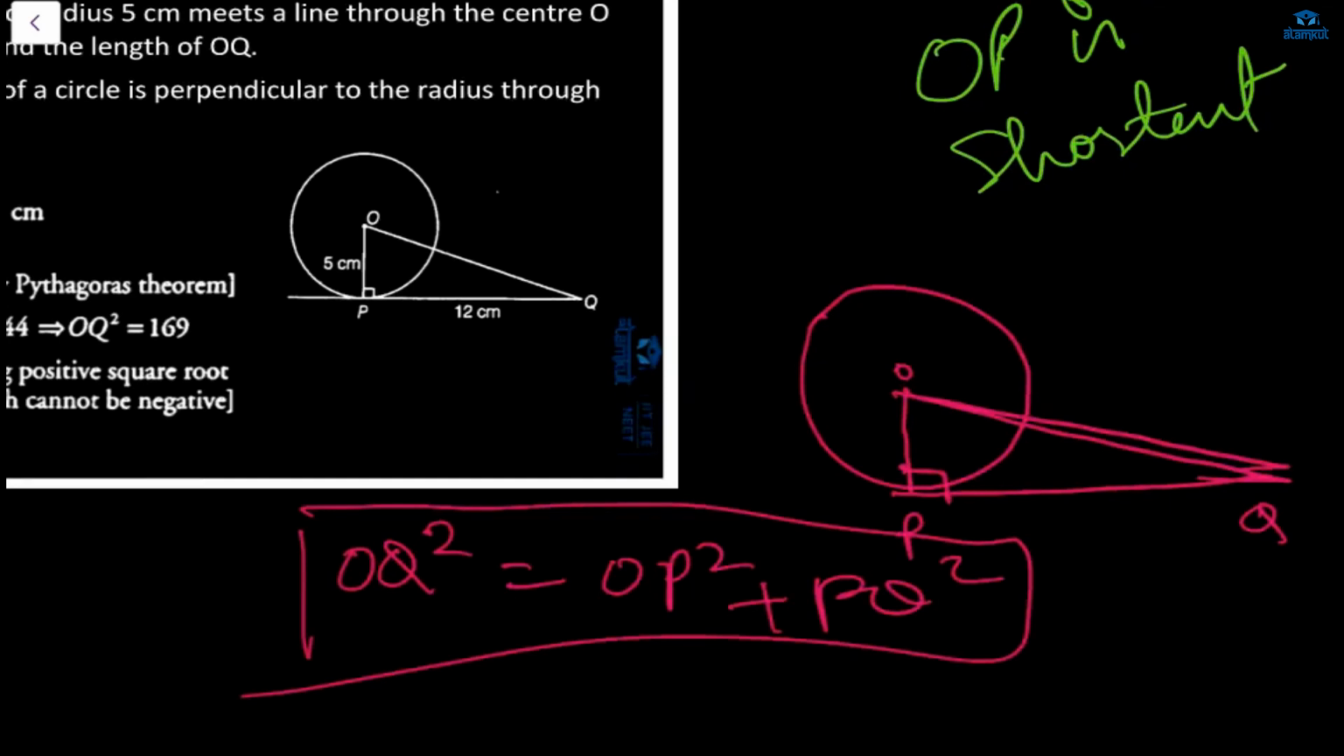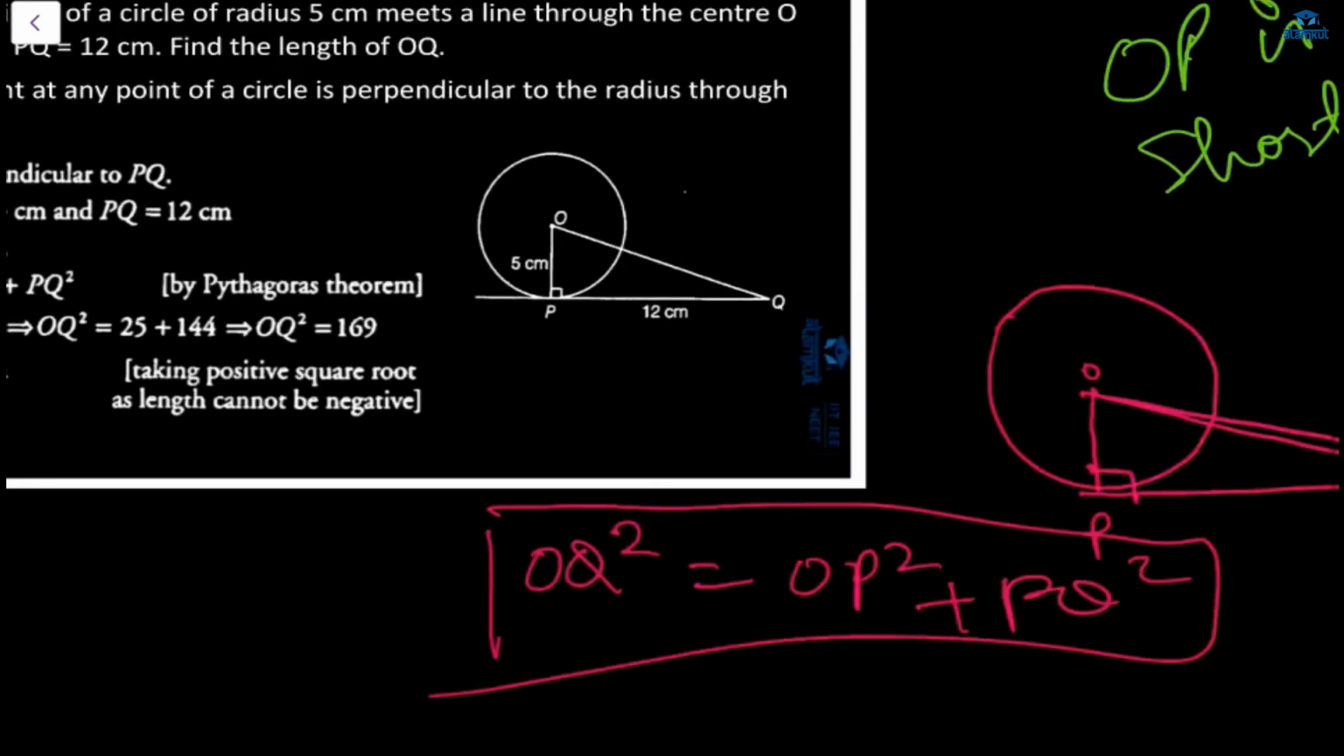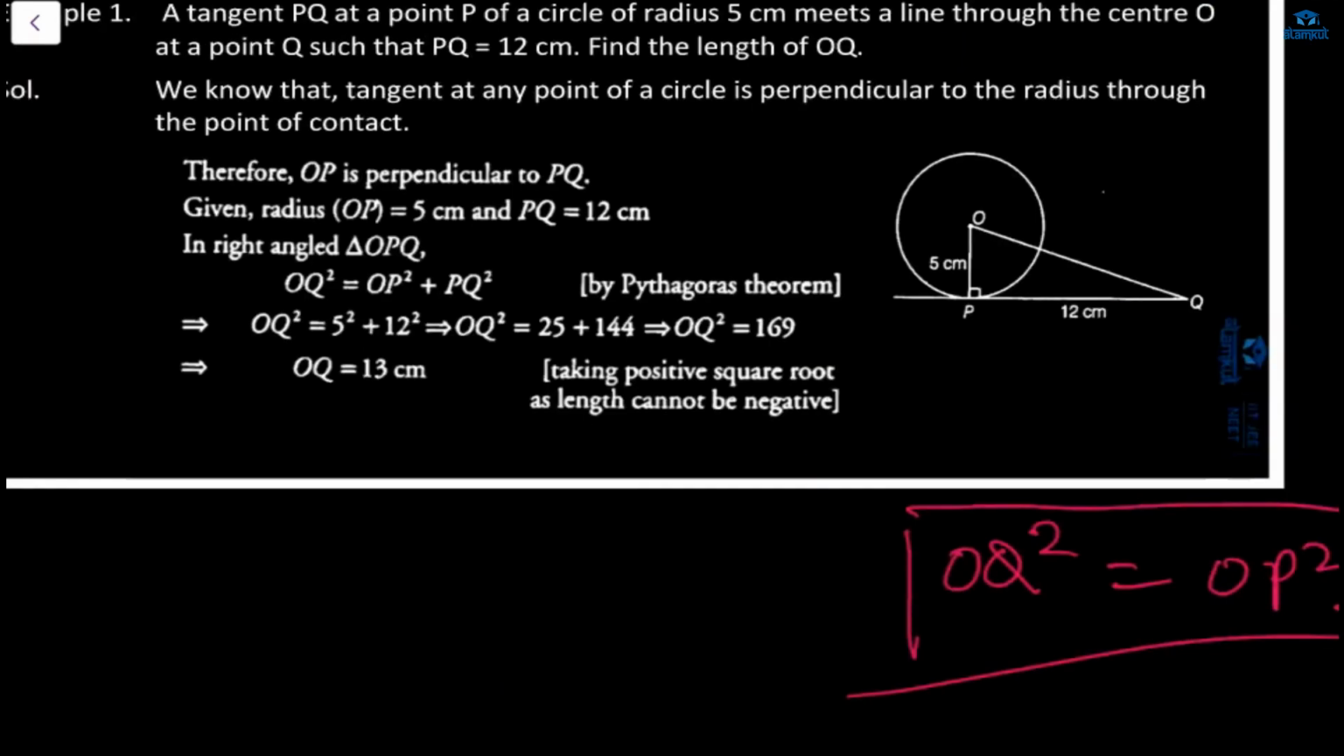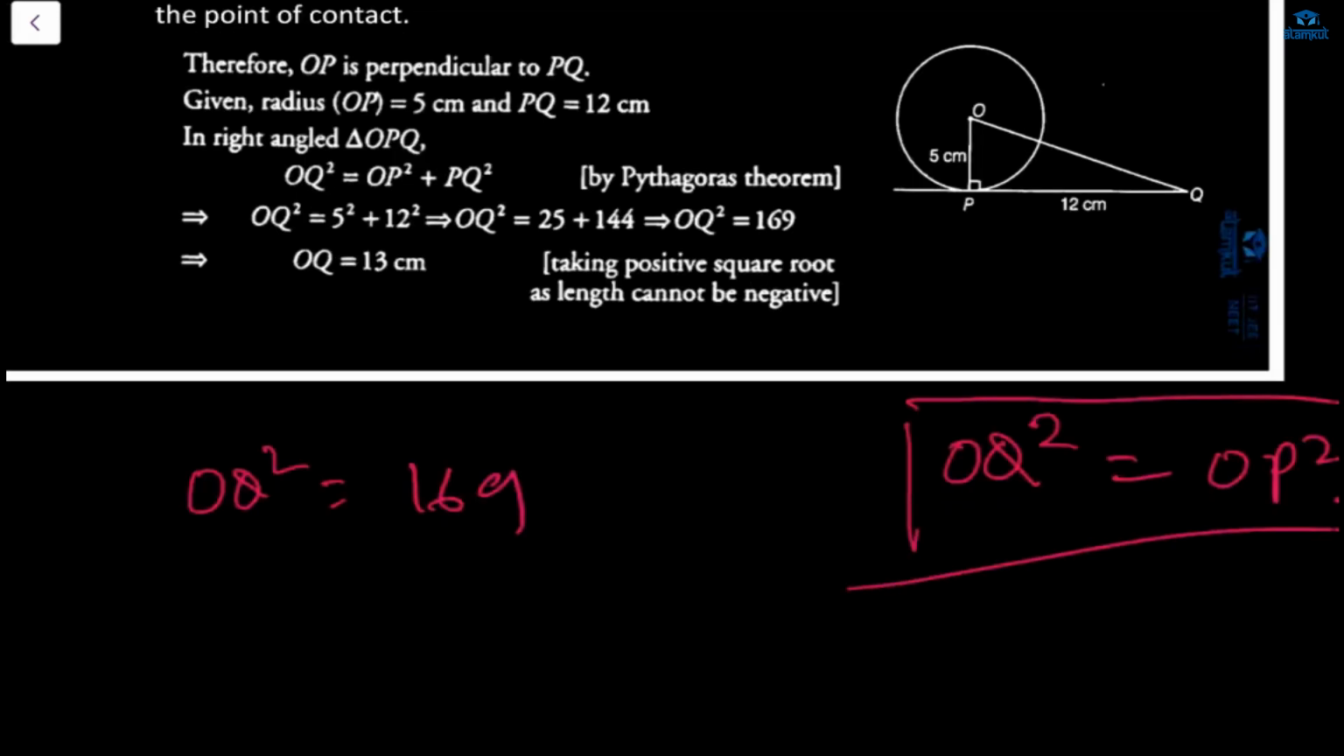No, ma'am. Okay, after applying the Pythagoras theorem, we get 5 square plus 12 square, which is 169. So OQ square is equal to 169, and 169 is the square of 13. So OQ will be equal to 13. We'll get plus minus 13, but since we are talking about a distance, it will be positive 13. So 13 centimeter. Understood, Safiya? Yes, ma'am. Just go through this topic.